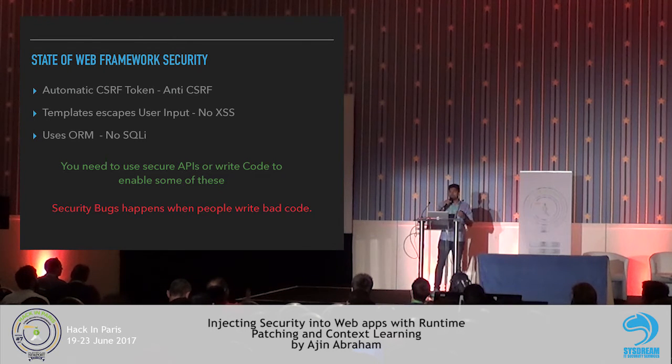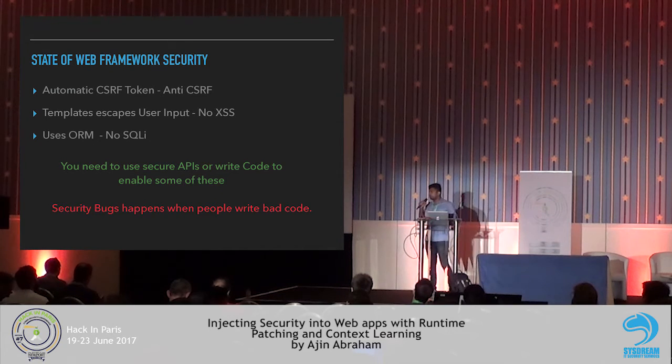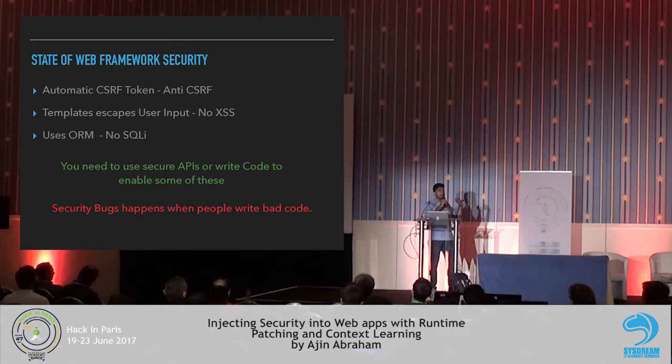And most of these frameworks offer some level of security inbuilt with the framework. For example, you have automatic CSRF tokens. Most frameworks have this feature, which will automatically inject anti-CSRF tokens so that you don't have to worry about CSRF issues. You have templates that will escape the user input, which basically means ideally there should not be any XSS. And you have high-level ORMs like Active Record in Ruby, etc., that expose a particular API rather than writing raw SQL queries, which again means there is no SQLi.